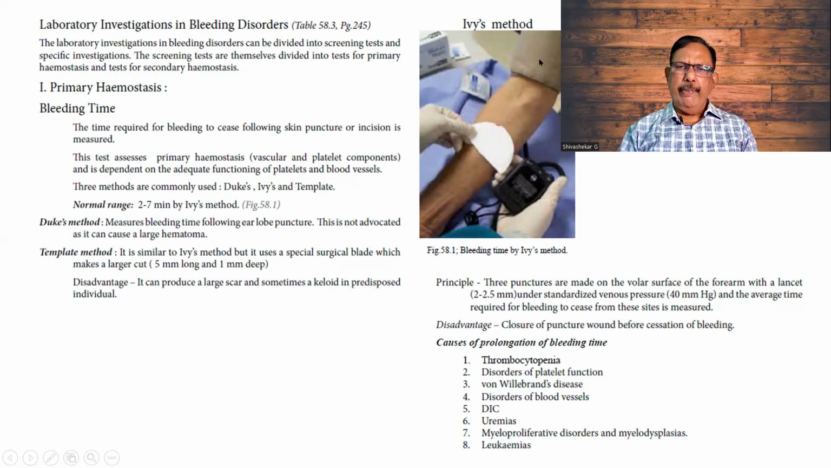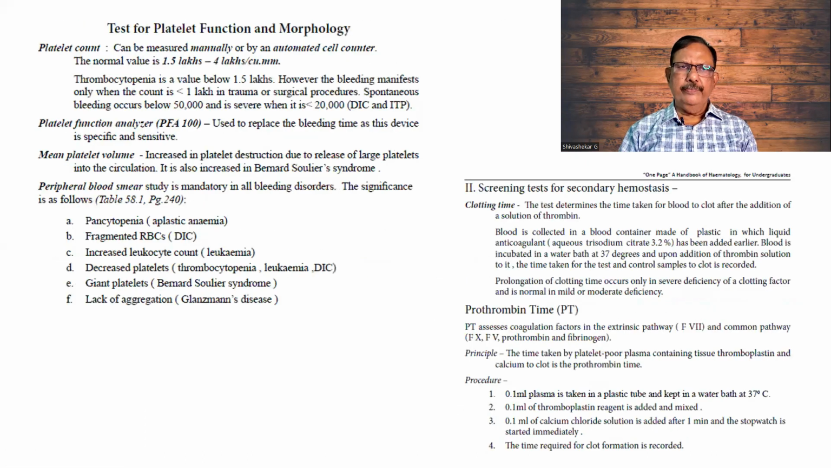There is a BP cuff, and then there is a lancet by which you prick, and it is blotted off by a blotting paper until the bleeding stops. There are two methods, Duke's method and Ivy's method, and the template method. This is what you do. The principle is given here, and what are the conditions where it can be prolonged. Please go through these.